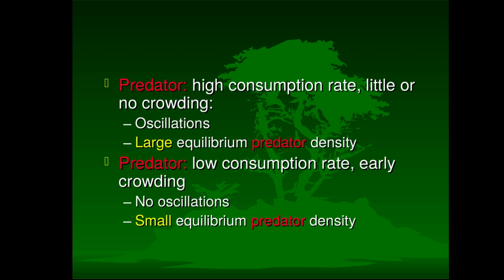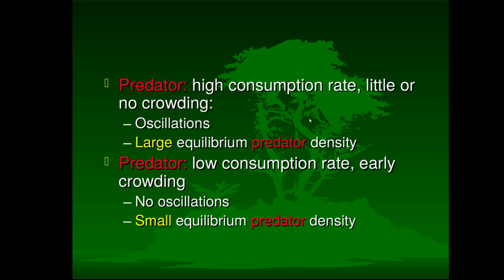If the predator isocline does saturate quickly because of a low consumption rate, or crowding and habitat limitation, etc., then we have little or no oscillations and a lower equilibrium predator density. Okay, so we can find out a lot just by experimenting with the isoclines, and it makes a lot of sense. All right, so the next question is, how do we get permanent predator-prey oscillations?